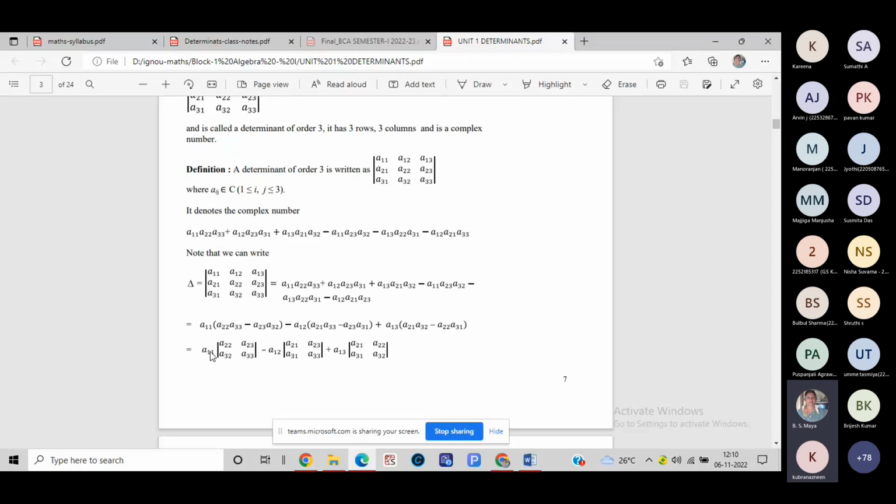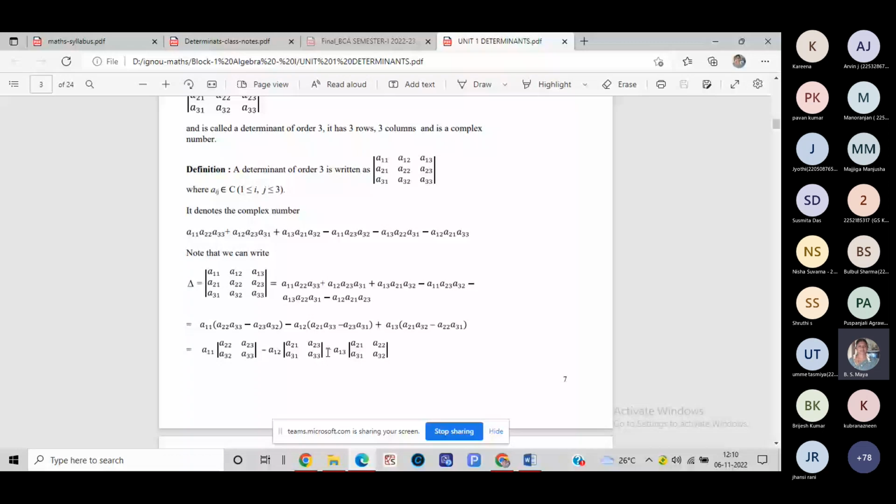See how to find out this multiplication. A11 first. How to find the determinant for 3 cross 3: the initial representation. A11 you keep as it is. Then you take A22; the first row and first column you remove. The remaining elements are A22, A23, A32, A33. Like that we should always consider.